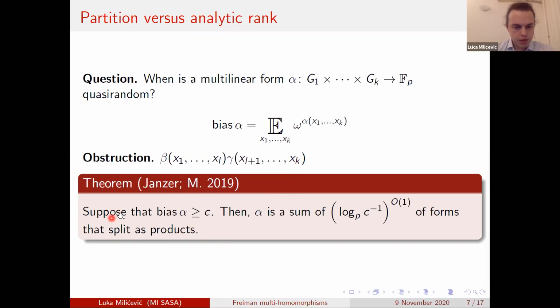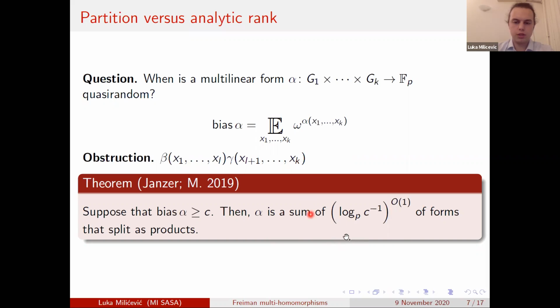So what happens here is, suppose that you have large bias, let's say at least C. Then you can conclude that alpha is actually a sum of very few forms of this shape, forms that split as products of two further forms. And the point here is that we have a very good bound on the number of forms here. It's just a polynomial in the logarithm of C inverse.